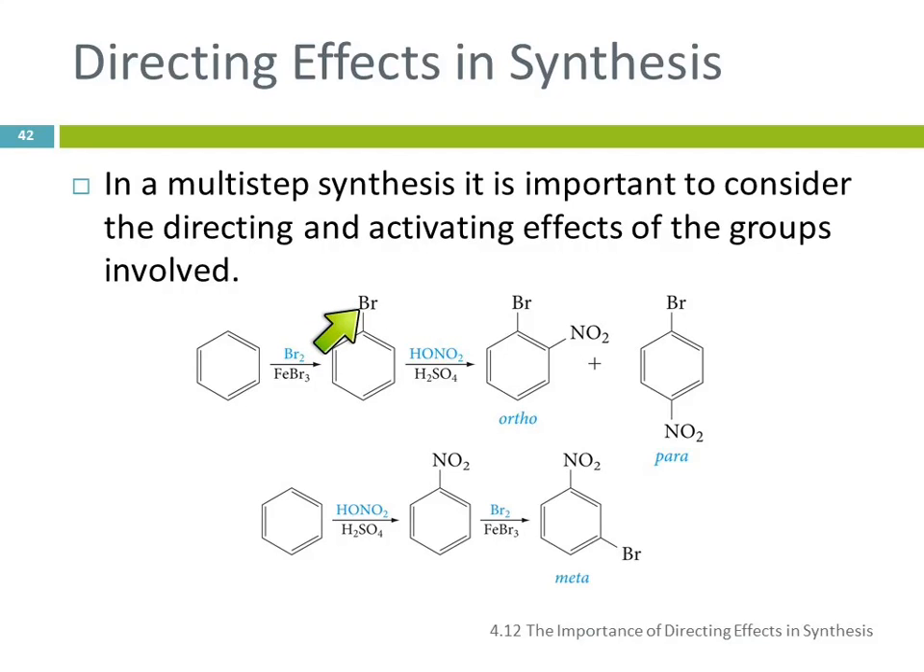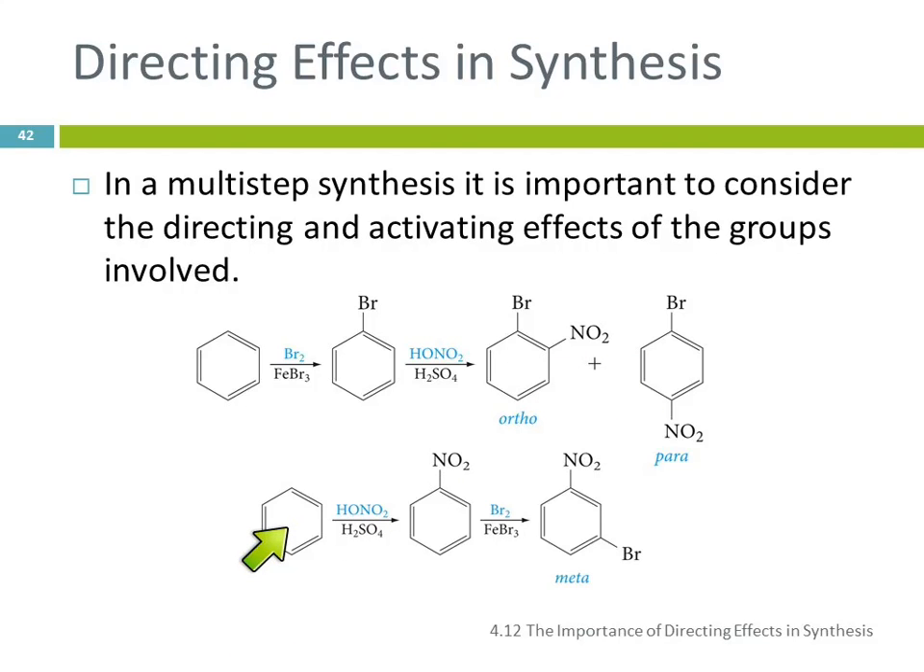Bromine is a halogen. Is that a meta-director or an ortho-para-director? Ortho. It's an ortho-para-director because it's got lone pairs. If we do the Lewis structure for bromine, it's got 3 lone pairs on here. So when we do a nitration, we're going to get ortho, bromo, nitro, and para. We're going to get ortho and para.